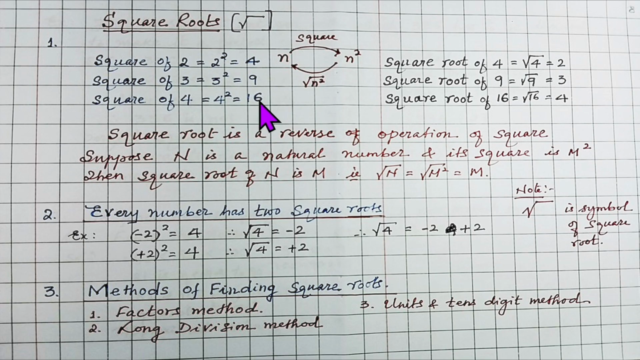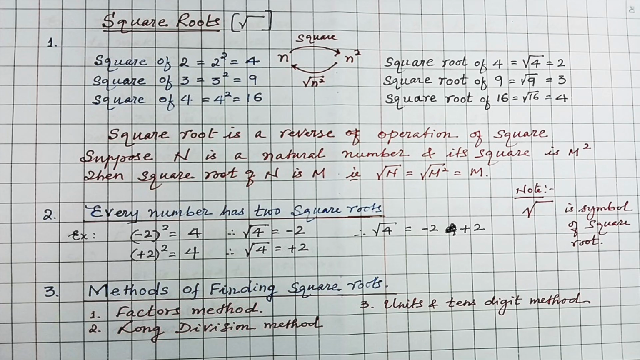That process of finding 2 from 4 is nothing but finding the square root of 4. Therefore, if I square n, I get n square. But to get back n, I have to find the square root of n square. I'll get back n. Therefore, we say if the square of 2 is 4, then the square root of 4 is 2. If the square of 3 is 9, then the square root of 9 is 3. The square of 4 is 16, then the square root of 16 is equal to 4. Therefore, square root is the reverse operation of finding the square of a number.